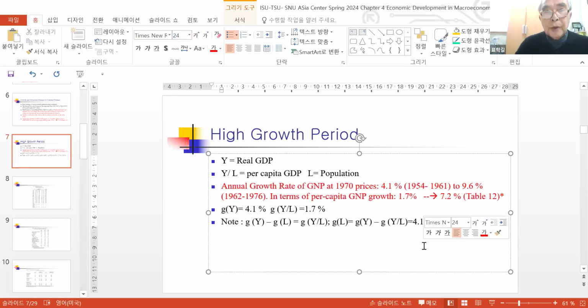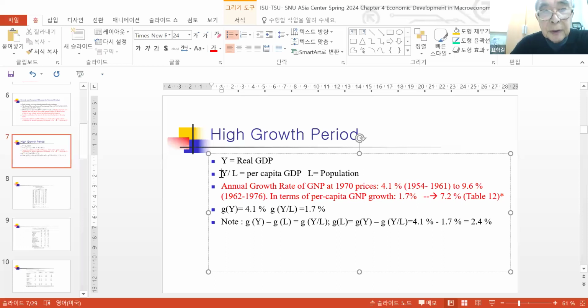Okay. So here is a class assignment. You see, from this red circled remark, right? So at home, please try to solve the following question. I solved it here using the identity between real GDP, per capita GDP, and population, and mathematics.